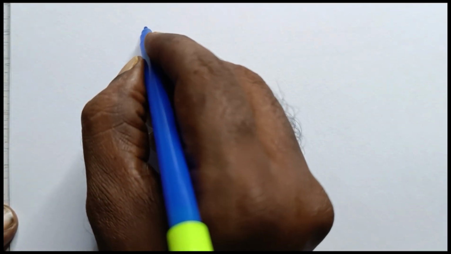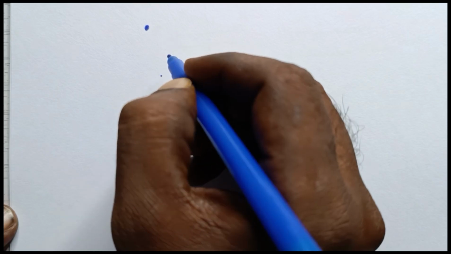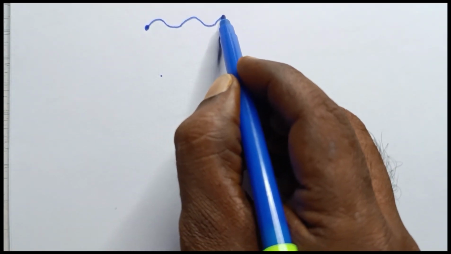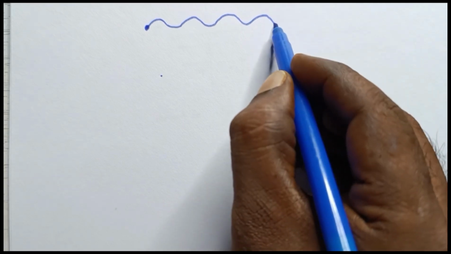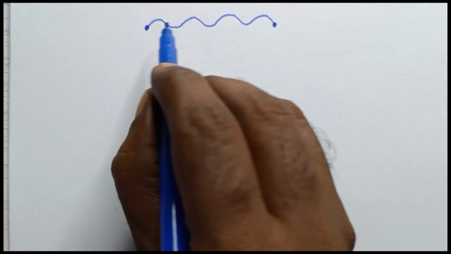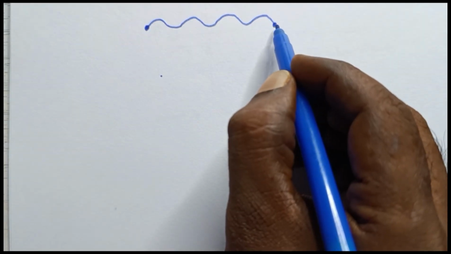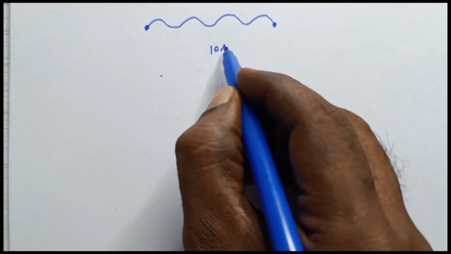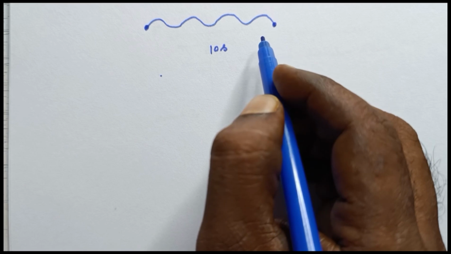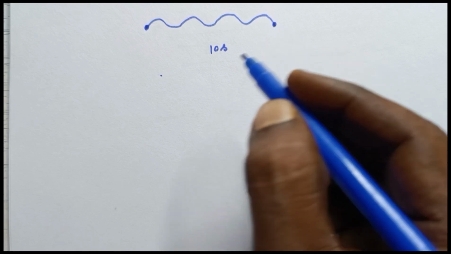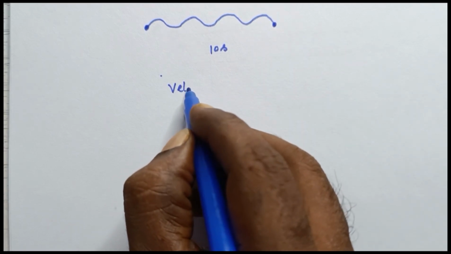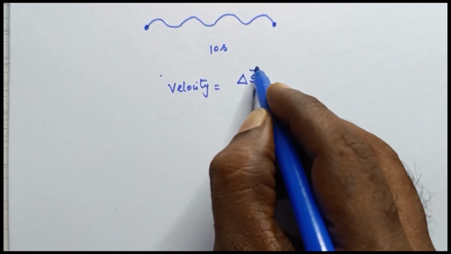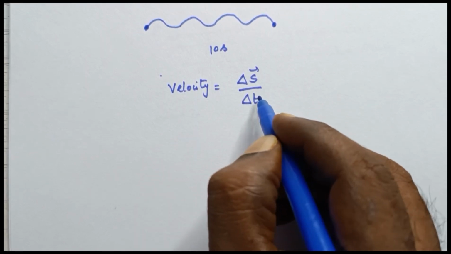Now let us consider this is the initial position of the body and the body is traveling a path like this. This is the initial position of the body and the body has reached a position like this in a time interval of 10 seconds. So first now let us define what is the velocity. Velocity is equal to change in displacement by change in time.